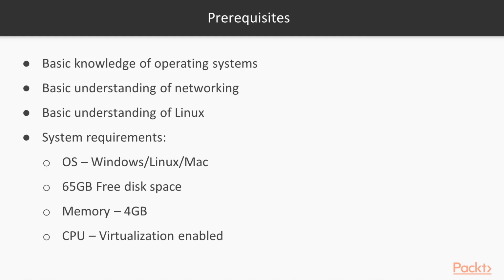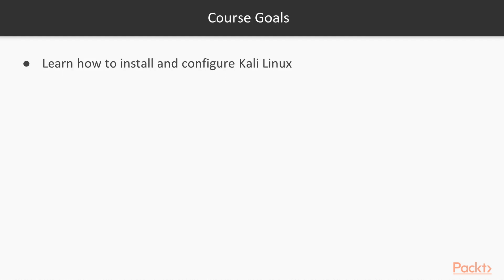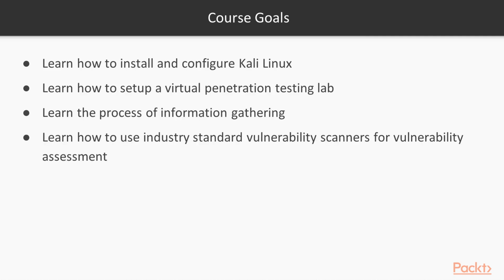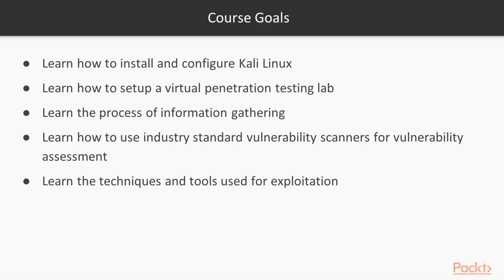Those are the prerequisites for the course, and now let's look at the course goals and what you should have learned by the end of the course. We'll learn how to install and configure Kali Linux. You'll learn how to set up a virtual penetration testing lab. You'll learn the process of information gathering on your target. You'll learn how to use the industry standard vulnerability scanners for vulnerability assessment, so you can find vulnerabilities on your target. You'll then learn how to exploit your target, whether it be a client-side target or a web server.